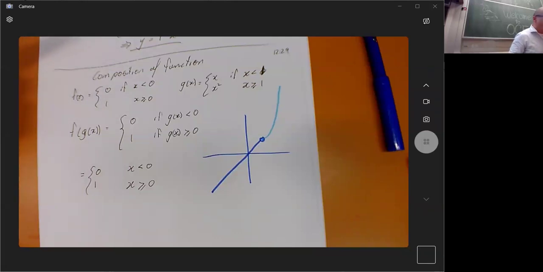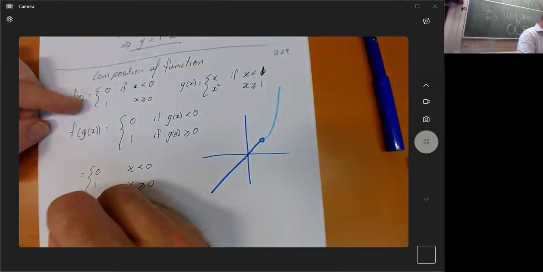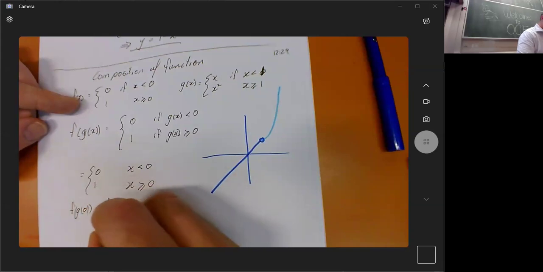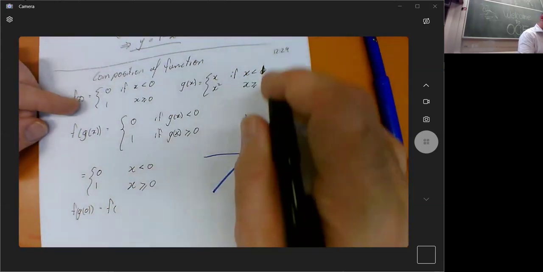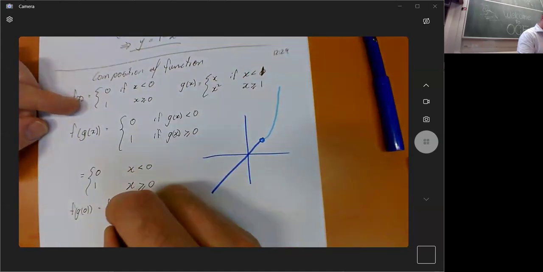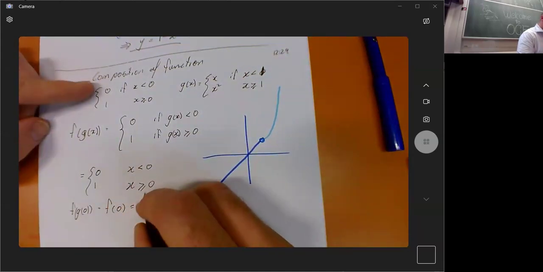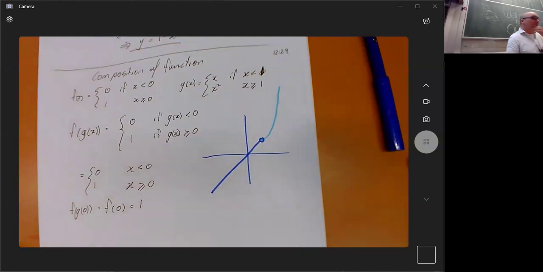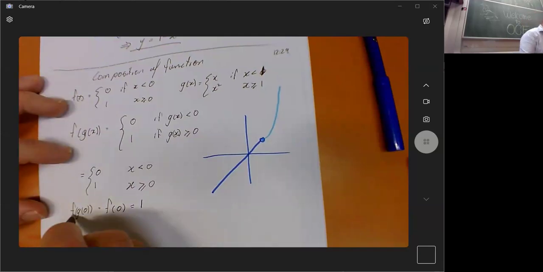The other thing they asked us to do, and the question actually asked for f of g of 0. So f of g of 0 is going to be f of 0, which will actually be equal to 1. Ooh. All right, so that's what we got there.